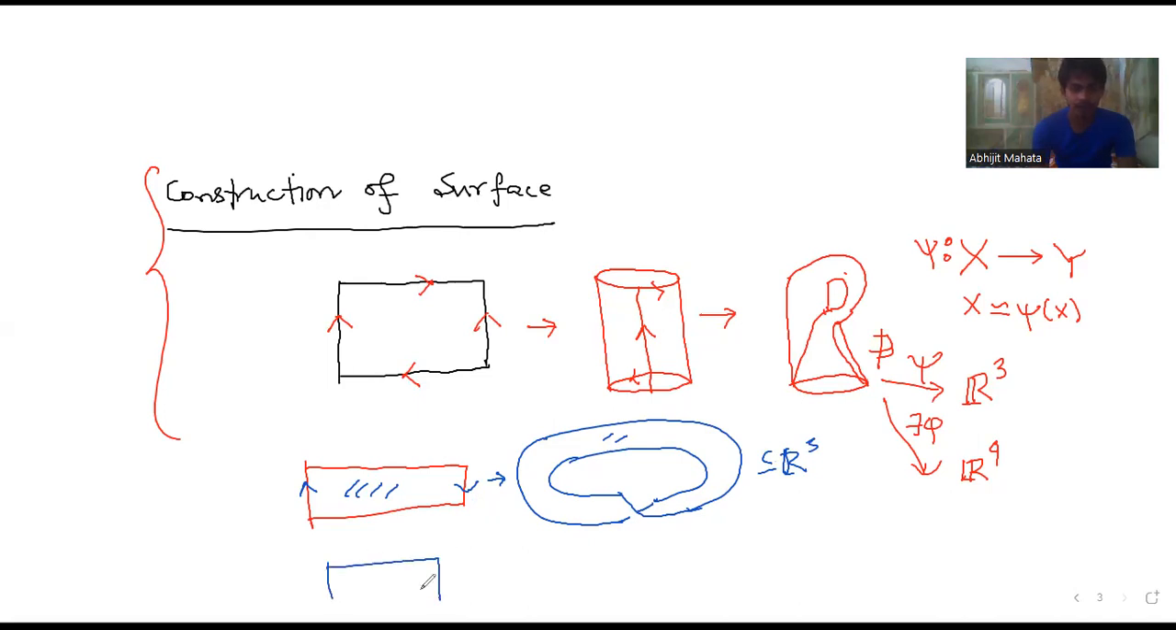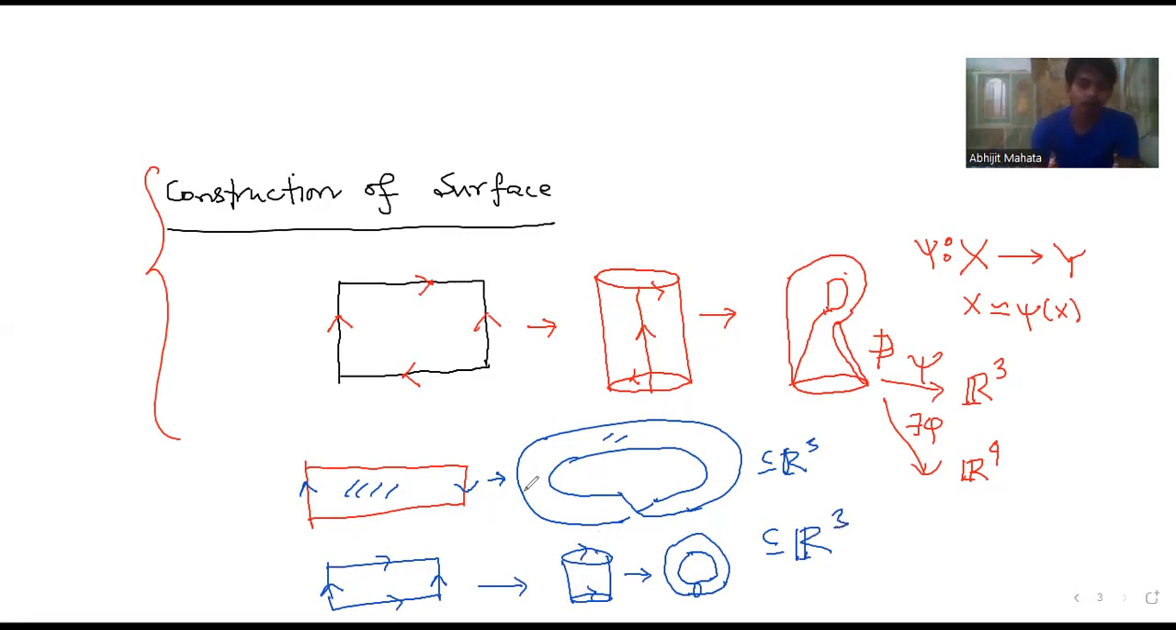Now one more is the torus. If you identify this and this with the same orientation, and this with this, the same, you will first get a cylinder, then with the same orientation you just bend it and join those. So this is the torus, and it is embedded in R3. Now this surface and this surface are non-oriented.